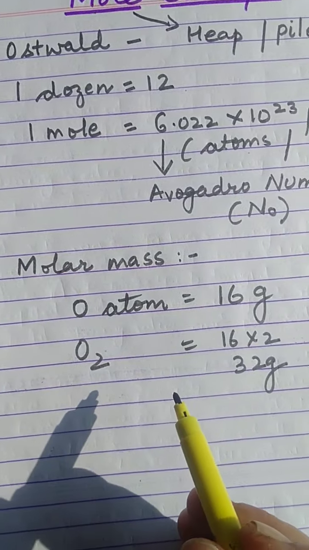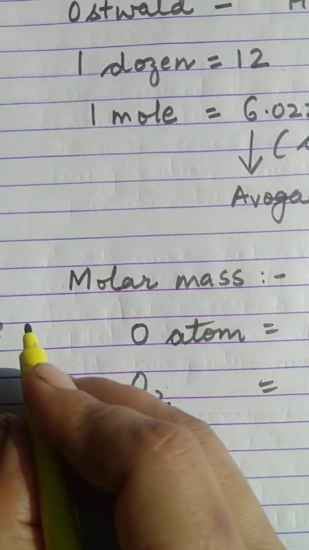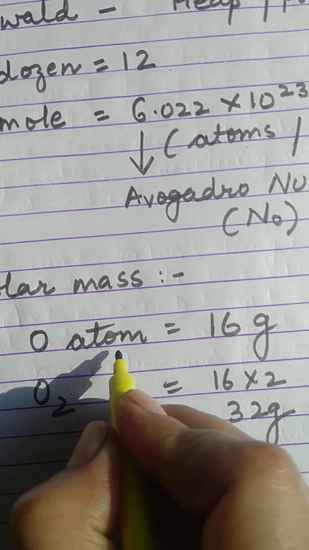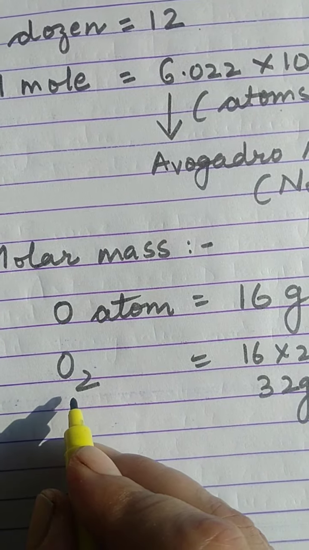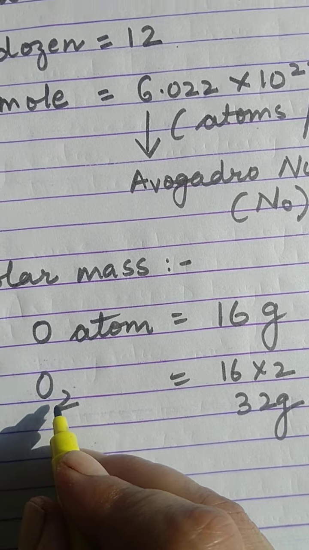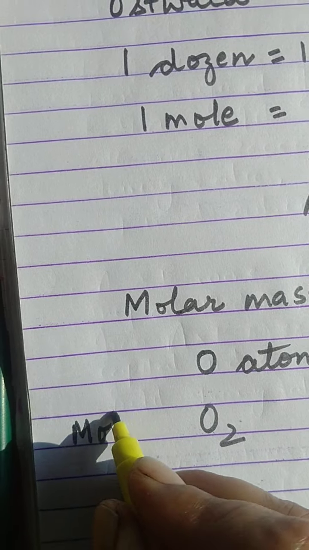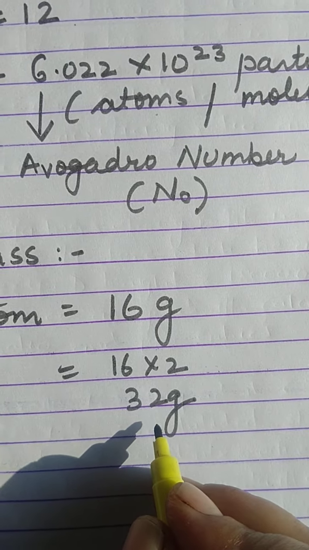One point I have explained here also. What is molar mass? What is the molar mass of oxygen atom? It is 16 gram. What is the molar mass of oxygen molecule? This is a molecule. So the mass is 16 into 2, 32 gram.